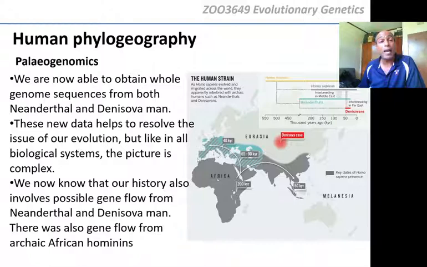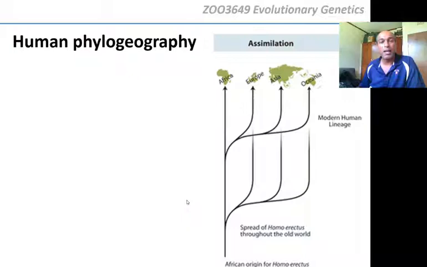They assimilated the populations. And the very same, they left Africa, went to Asia. They didn't replace Denisova. Denisova did not replace them. What happened? They bred with Denisova and created Asian people. Okay. And so this is what the out of Africa with assimilation looks like.